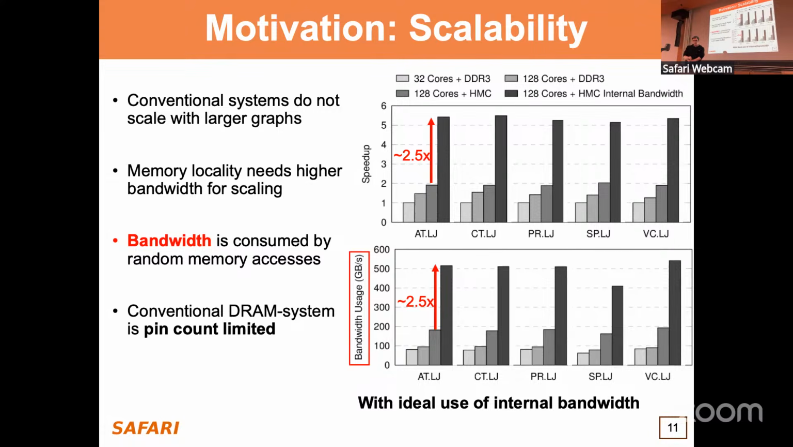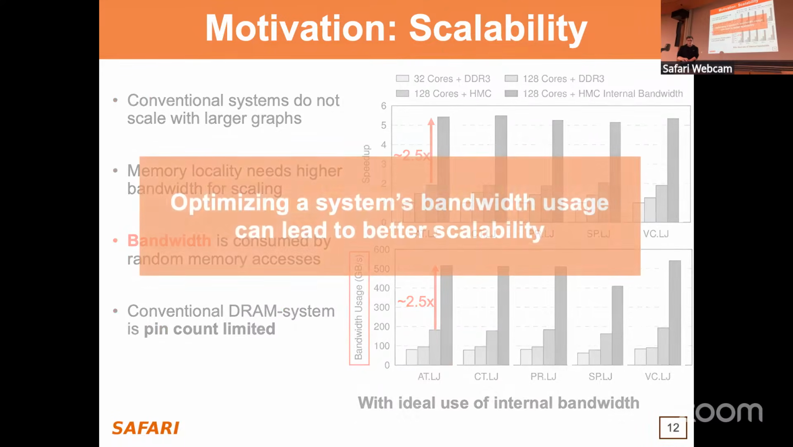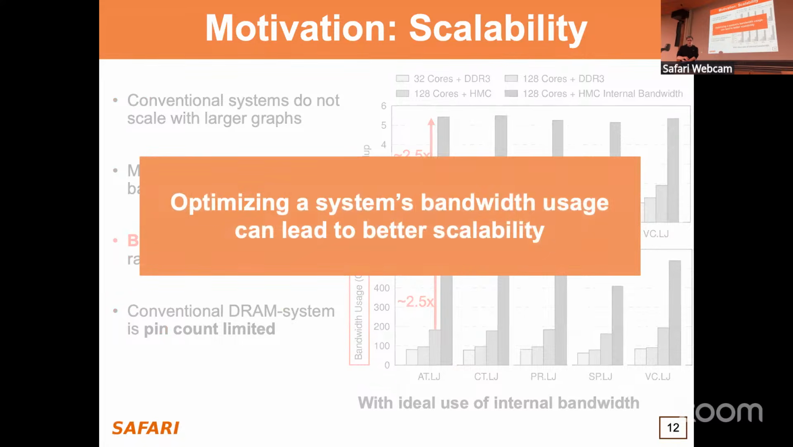Now, why that is important is because the bandwidth is usually consumed by all of the random memory accesses that we have in graph processing. And we can see that the memory locality needs a higher bandwidth for scaling. The problem why we can't usually achieve this is the pin count limitation, which limits the external bandwidth that we can achieve. So what we want to achieve is to optimize the system's bandwidth usage, which could lead to a better scalability.